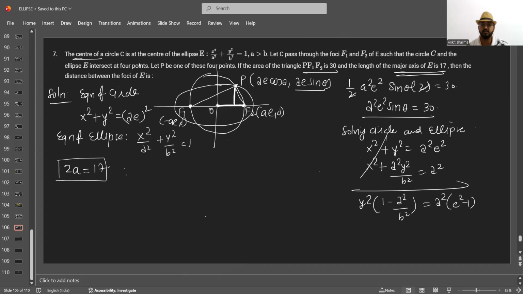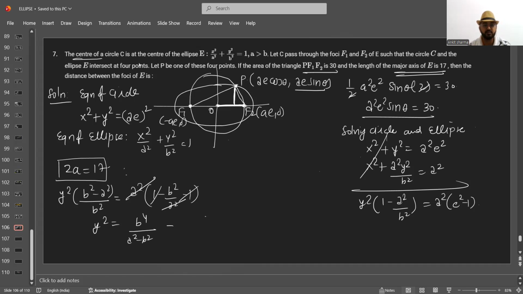Now, if you see here, then this is basically what? y square into b square minus a square upon b square is equal to, a square is there only, and e square is nothing but 1 minus b square by a square minus 1. So this minus 1 gets cancelled. a square also gets cancelled. And I'll finish it by writing y square is equal to b to the power 4 upon a square minus b square. So I get y is equal to b square by the square root of a square minus b square.